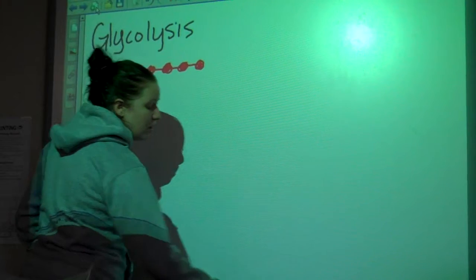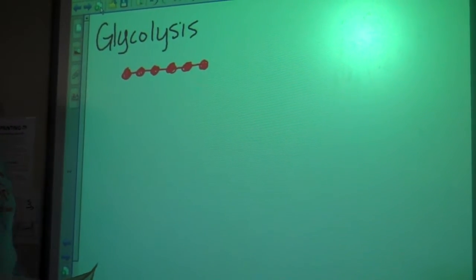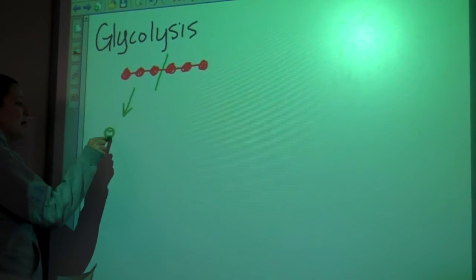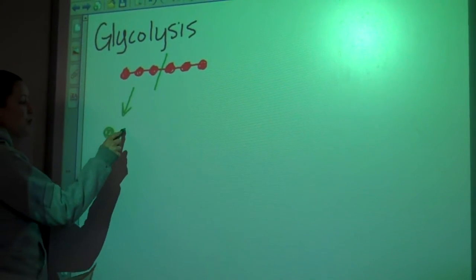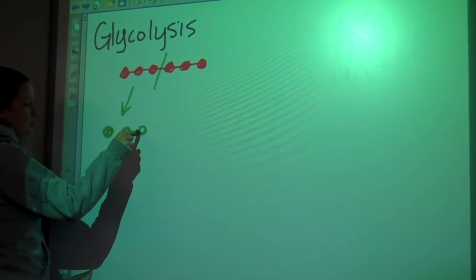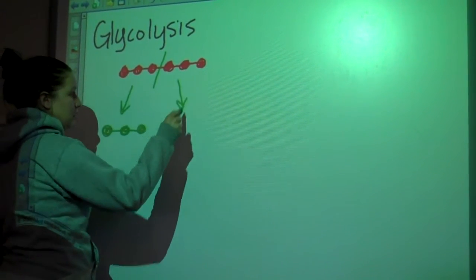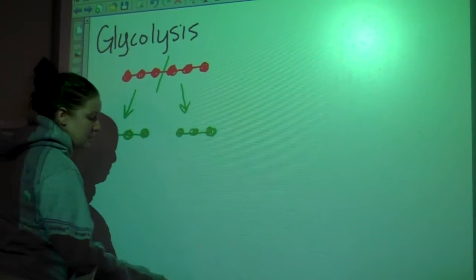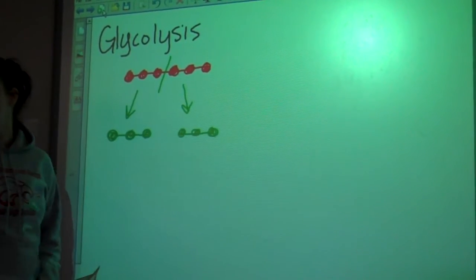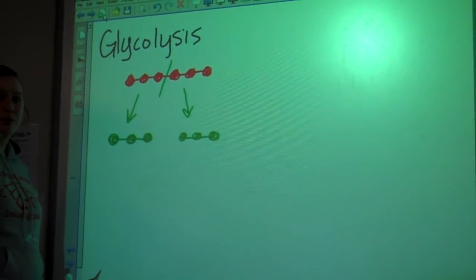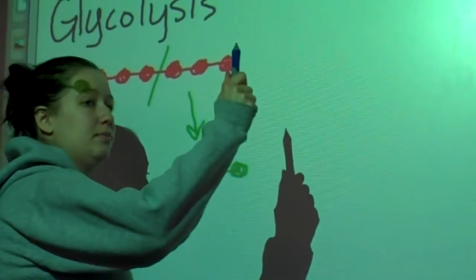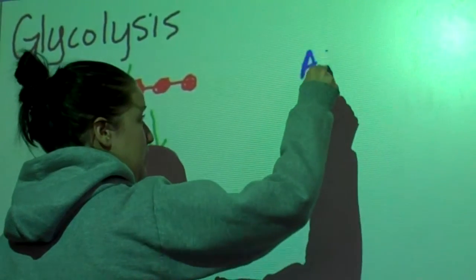What are we going to do with glucose in glycolysis? We're going to break it in half, and it becomes what? Pyruvate, which is how many carbons? 3 carbons. 1, 2, 3. Okay, so in the process of breaking down glucose into 2 pyruvates, what energy do we get out of this? 4 ATP. We get 4 ATP. Did we use any ATP?